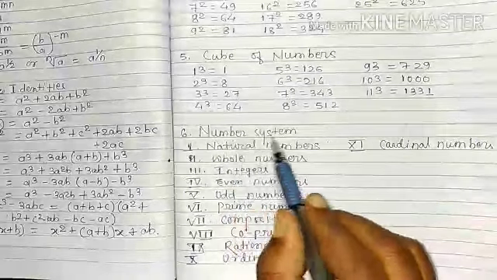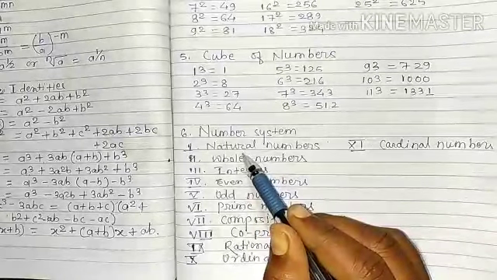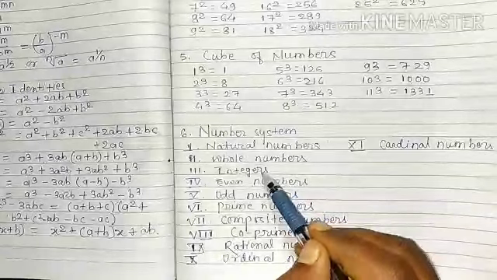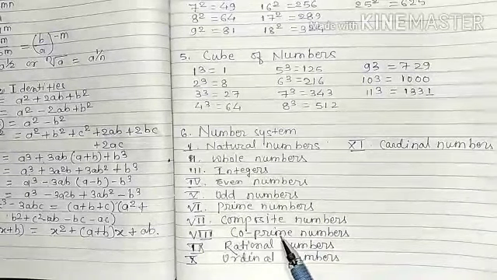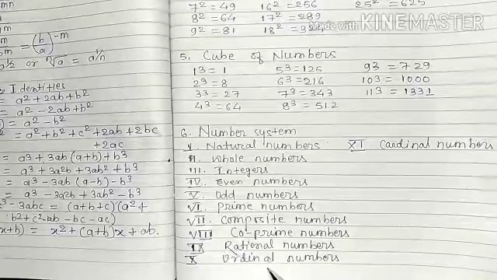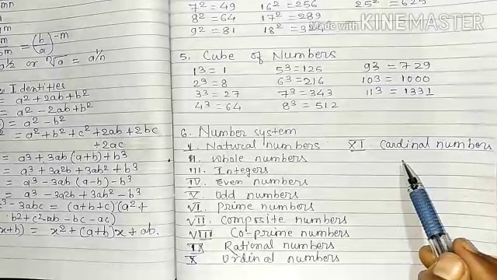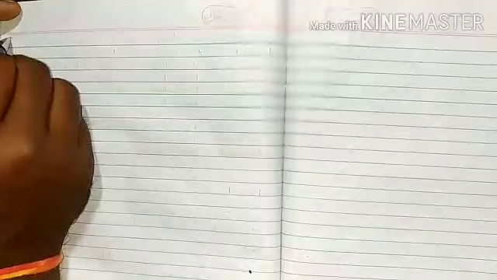Sixth, number system. We revise all kinds of numbers: natural numbers, whole numbers, integers, even numbers, odd numbers, prime numbers, composite numbers, co-prime numbers, rational numbers, ordinal numbers, and cardinal numbers. We remember the definition of all these numbers.